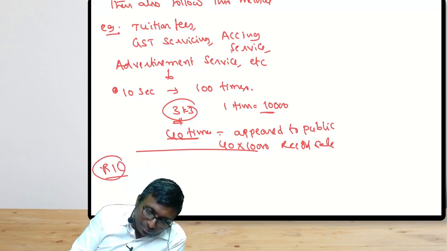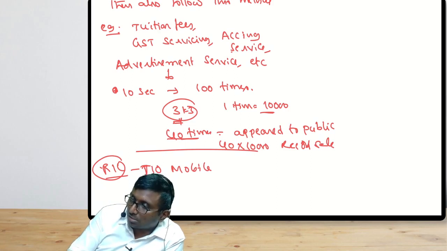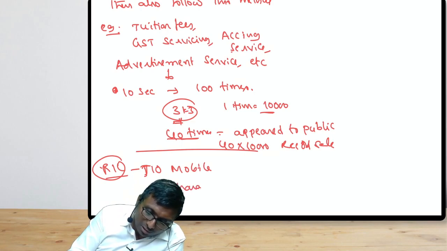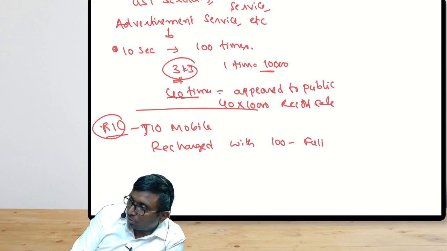Okay, one more example. Say you have Reliance company, and we have Jio Mobile. Assume a situation: you recharged your mobile with 100 rupees, full talk time. You transferred 100 rupees onto the mobile, and a message also came: Congratulations, your account is successfully recharged. A message also came on the number.